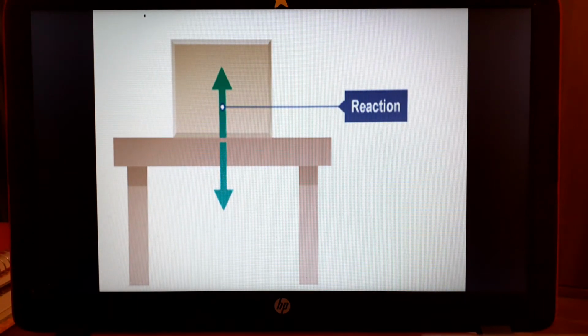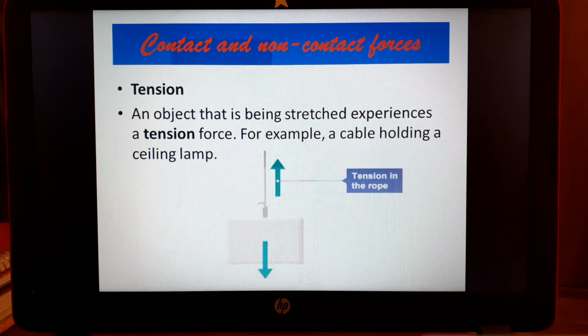For example, this is a reaction force. You can see the box resting on a table. Now, this downward force will be later explained as gravity force. It always pulls down to the center of Earth, while the reaction force opposes the acting force of gravity. That's why if there were no gravity, this object would likely move up rather than down.